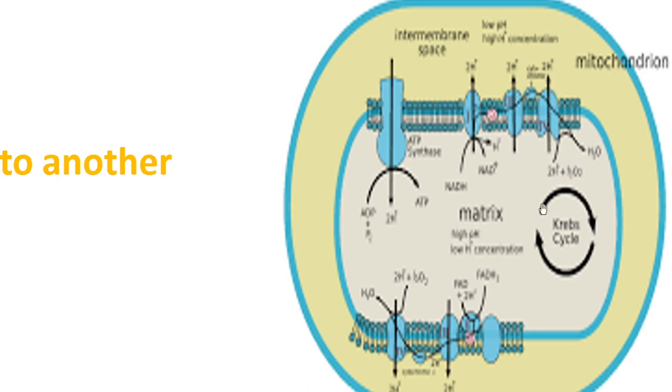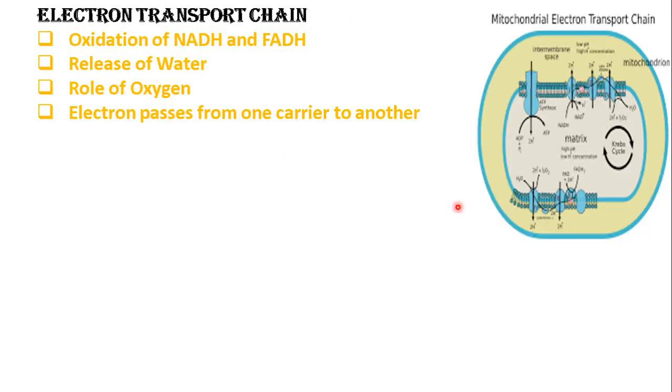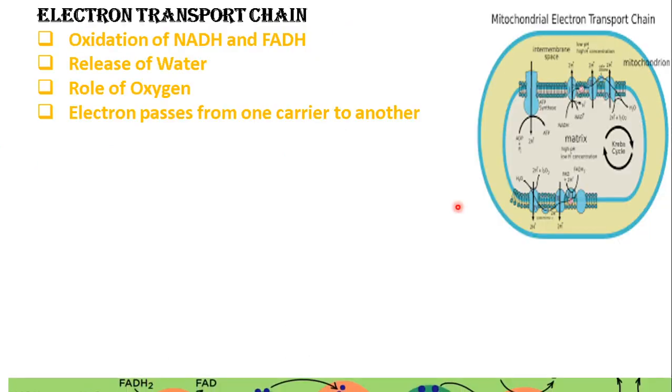The electron and proton are released from here. A proton will move to the intermembrane space and then accumulate there. But the electrons will get transported from one to the second, second to the third, third to the fourth, and fourth to the fifth carrier molecules. And again, they will be pushed back into the matrix where they will form water. That is electron transport chain. So let us see what happens.